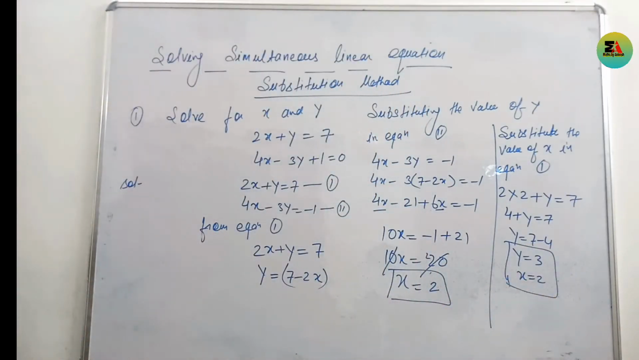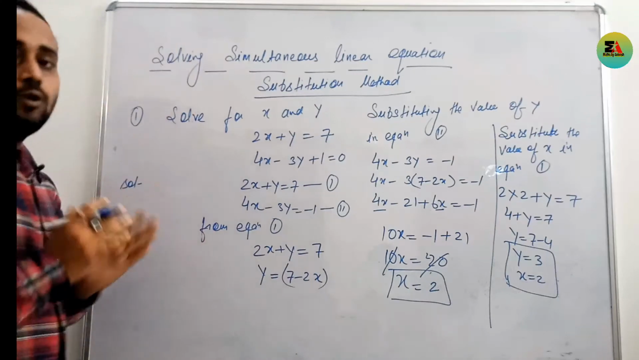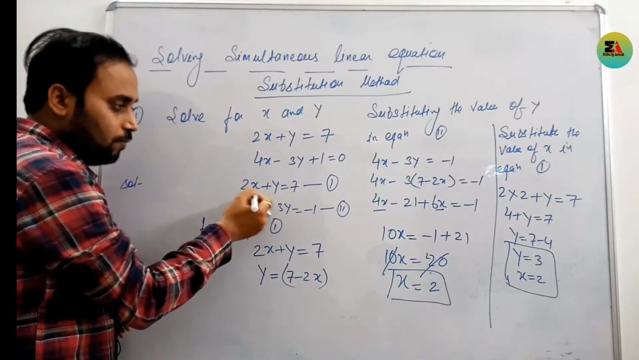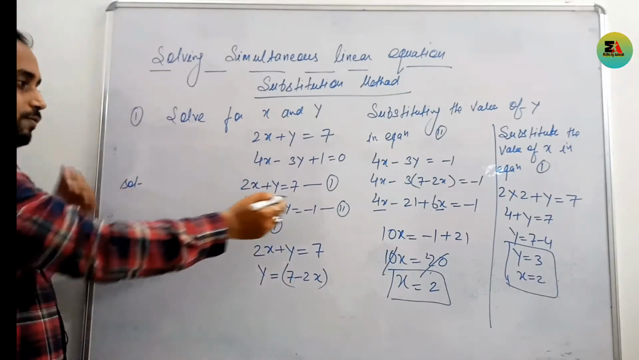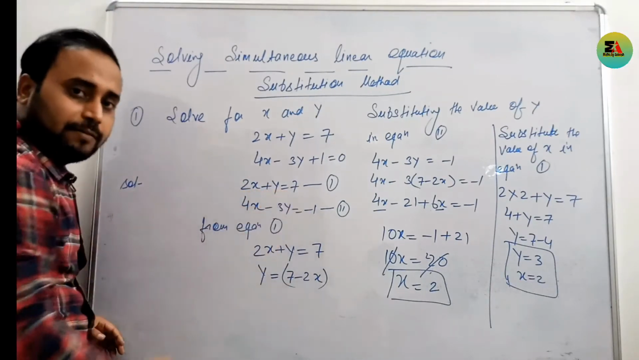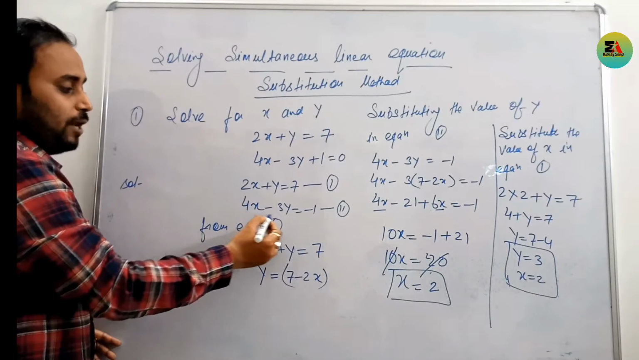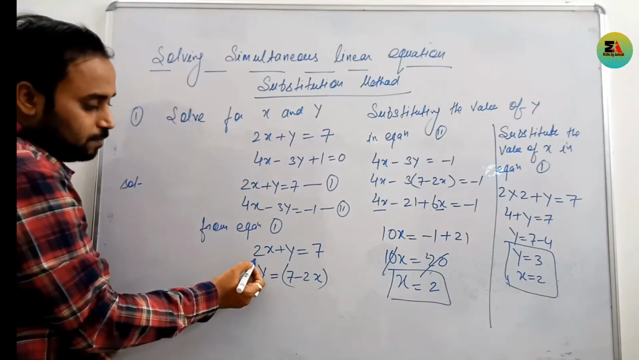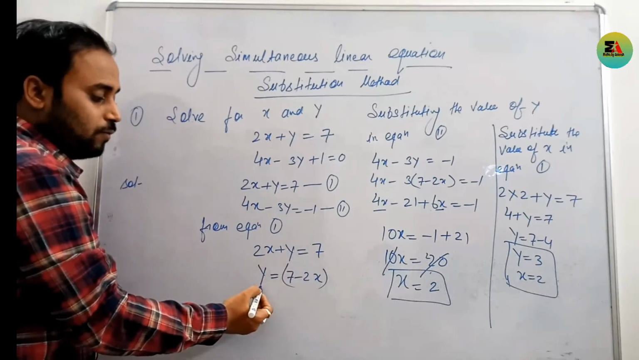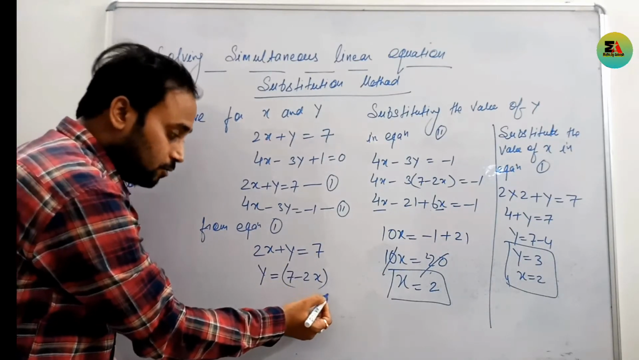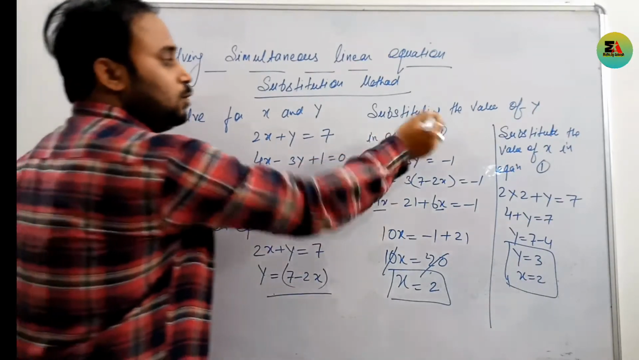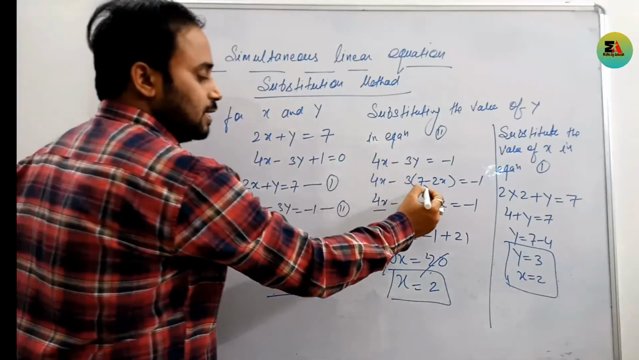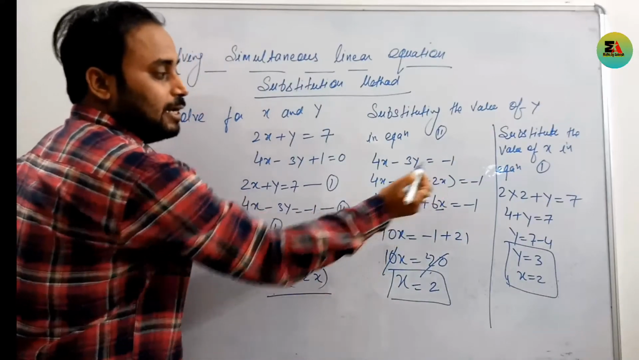Now see, I repeat what we do in the whole process. In the substitution method, we just have to substitute the value of one variable into the other equation. We have two equations: 2x plus y equals 7, this is equation 1, and 4x minus 3y equals minus 1, this is equation 2. From equation 1, 2x plus y equals 7, therefore the value of y will be 7 minus 2x. Now substitute that value in equation 2, 4x minus 3y equals minus 1. In place of y, just write 7 minus 2x.